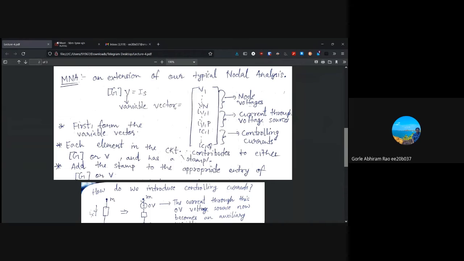Whenever we are trying to set up equations for our modified nodal analysis, the first step is to form our variable vector. After forming our variable vector, each element that we have in a circuit is going to have some contribution to either this variable vector or the G matrix here. G in our typical nodal analysis cases is the conductance matrix, but here we can't just say it's the conductance matrix because we have a lot of other variables and other things to analyze. So each element will contribute something to either the G matrix or the variable vector. The contribution of each element is what is known as our stamp.